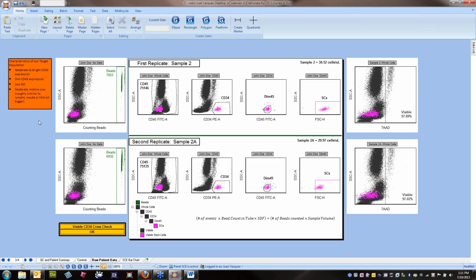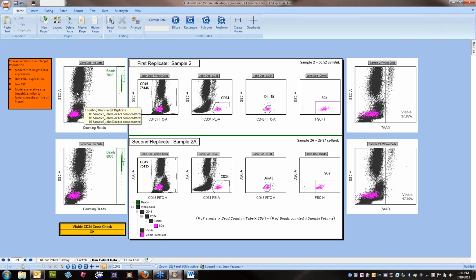And since our target population are these CD34 positive hematopoietic progenitor cells, we know that these cells are going to be moderate to bright intensity of CD34 expression. They're going to express a dim CD45 expression. They're going to be fairly low in side scatter, and they're going to be moderate relative size, roughly the same size as lymphs, or maybe just a little bit bigger. Okay, and that's what this gating strategy is actually showing here.